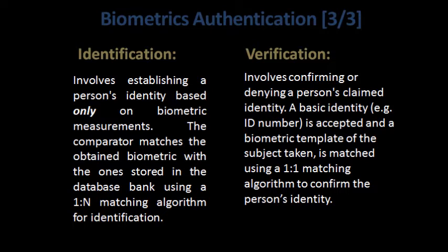Identification involves establishing a person's identity based only on biometric measurements. The comparator matches the obtained biometric with the one stored in the database bank using a one-to-many matching algorithm for identification. Verification involves confirming or denying a person's claimed identity. A basic identity is accepted, and the biometric template of the subject is matched using a one-to-one matching algorithm to confirm the person's identity.